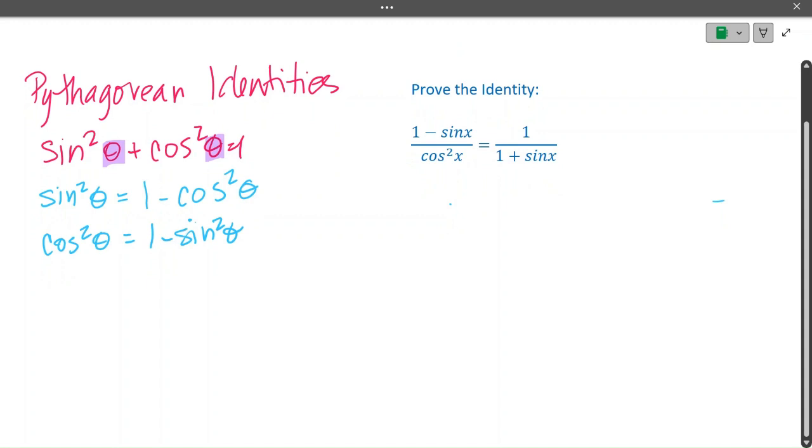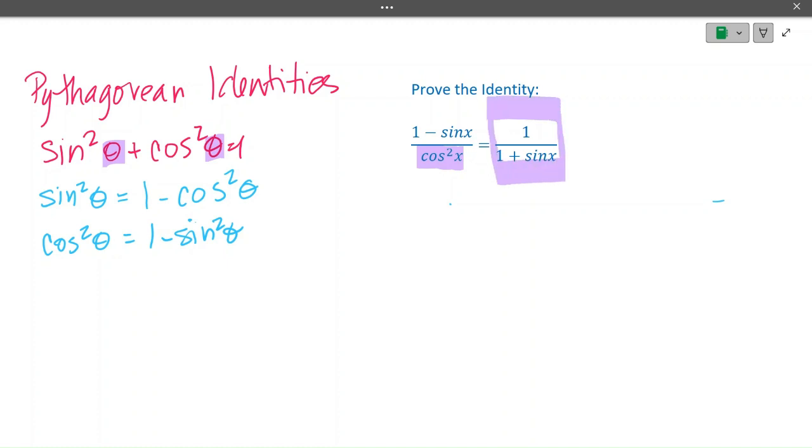The reason I know I'm going to use the Pythagorean identity that we just talked about is because I've got a cosine squared of x in the denominator here. And when I look at my final goal, I only have sine. So what that tells me is I have to figure out a way to get rid of cosine. So let's go ahead and have a look at this. I'm going to think about how do I get rid of that cosine squared of x? That triggers in my mind the Pythagorean identity right here.